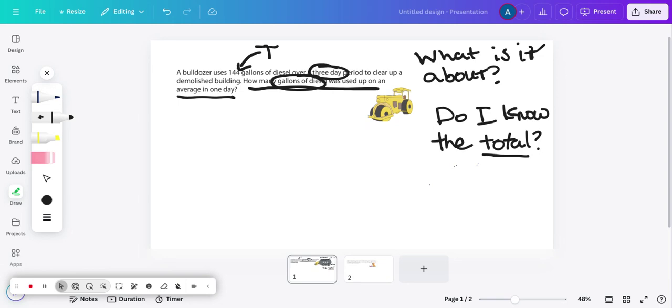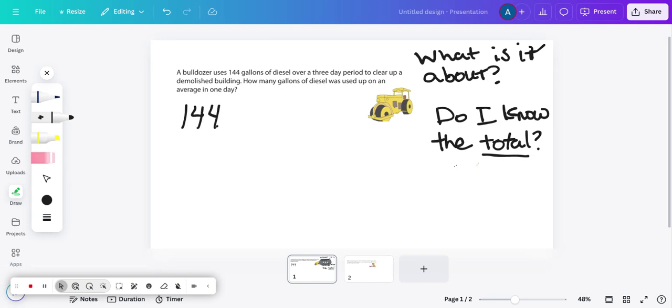Since we know our total, that tells us it's going to be a separating problem. And separating problems are either going to be division or subtraction. I know this is going to be division because we're using the same amount over the 3-day period. If we were looking for the total, then it would be a combining problem, and combining problems are multiplication and addition. So now that we understand what this problem is about, we're going to set up our division problem by first writing our equation. It's going to be 144 divided by 3. And now we're ready to use our strategy.